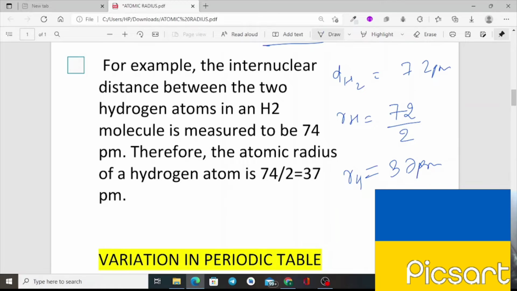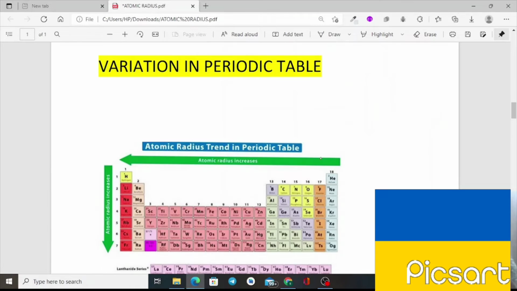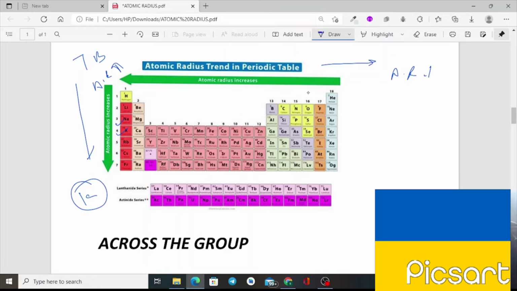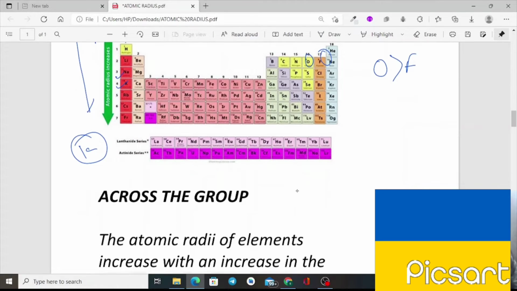Now moving forward, we will talk about the trend. This is our periodic table. We have seen that if we move from left to right in a period, the atomic radius decreases, okay. But if we move from top to bottom, we have seen atomic radius increases, okay. Like we have sodium and potassium, the potassium will have greater radius. But if we have oxygen and fluorine, oxygen will have the larger radius, okay. Moving forward, I will give you the explanation for this trend, okay.